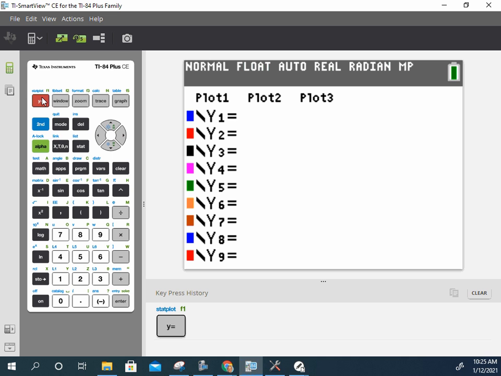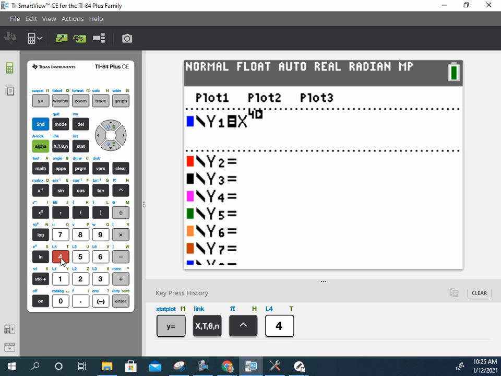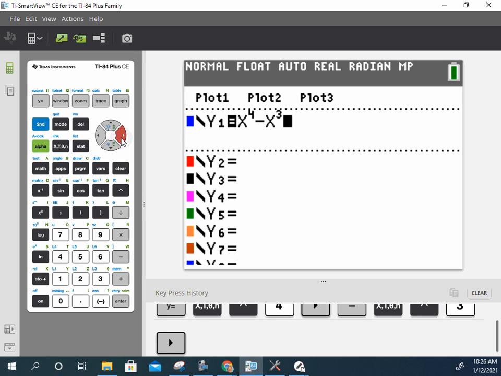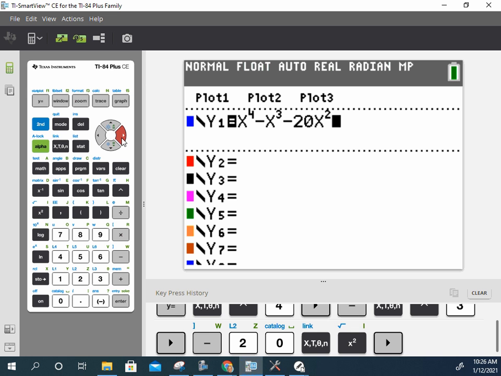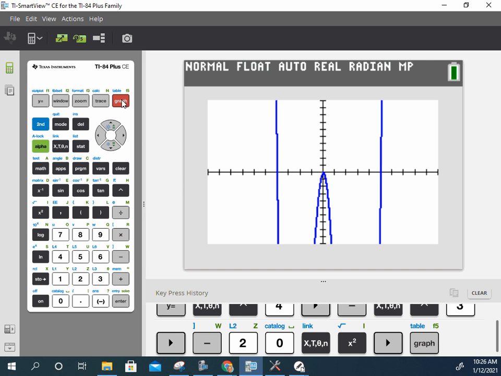So go to y equals, type in the function, so x to the 4th power minus x to the 3rd power minus 20x squared. Remember the exponent key is right above the division sign. So the first thing we'll do is take a look at the graph just to see what we should be looking at here.